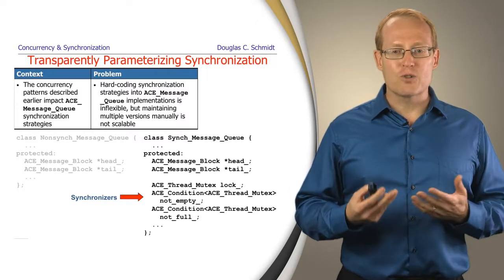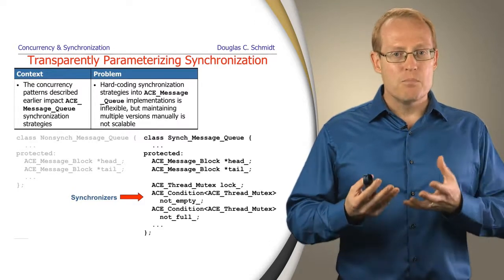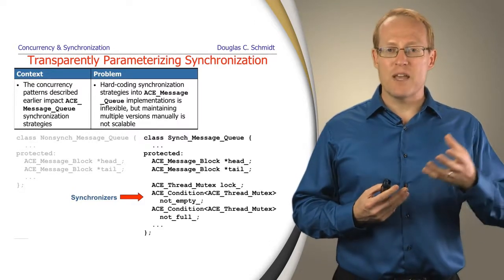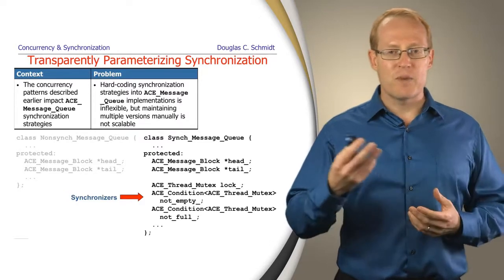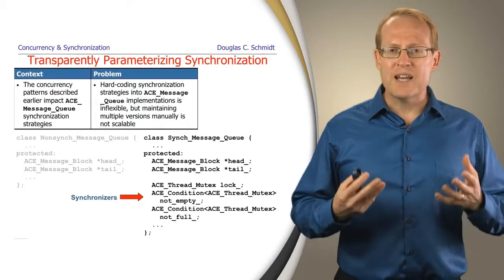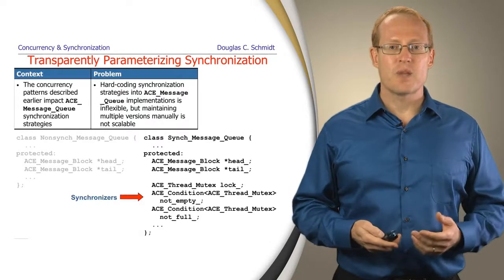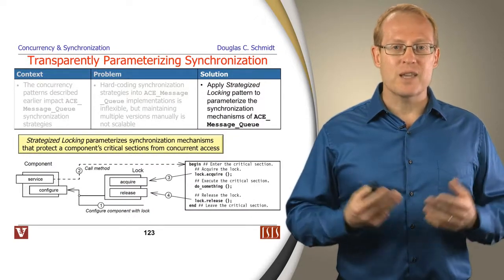Well, the problem when you start trying to do this is now you have to manage these different variants manually. And that means that when you make changes in one, you have to make sure you go make changes in the other. As you add new features, you have to make sure those are added. As you fix bugs, you have to go and fix them in multiple places. And that quickly becomes unwieldy. What's a more effective approach? Apply the strategized locking pattern.